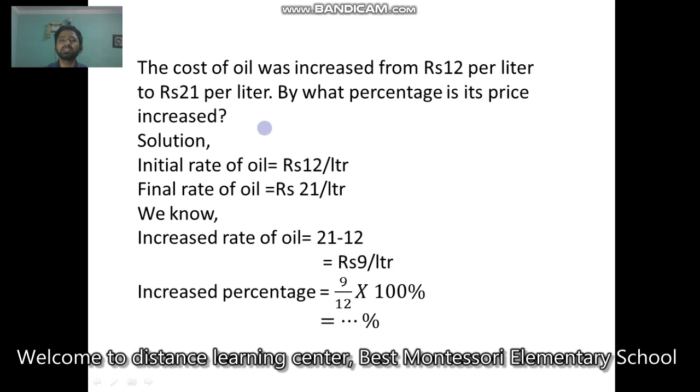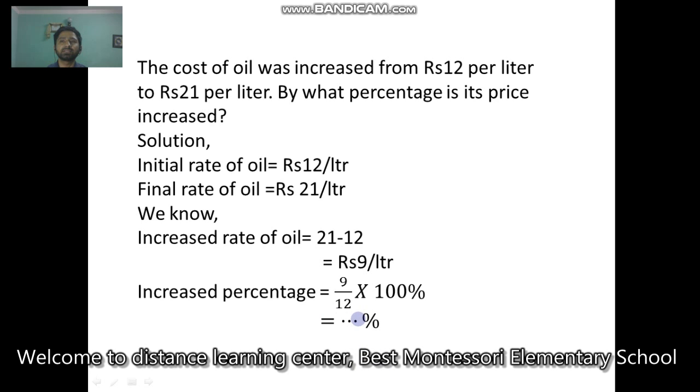Now it is increased by 9, and as we have to calculate the increased percentage, it is increased from 12. That's why 9 from 12. So we write it as 9 divided by 12 into 100%. Now we can calculate this. While finding the percentage, we must keep in mind that we are calculating percentage of what and from what.